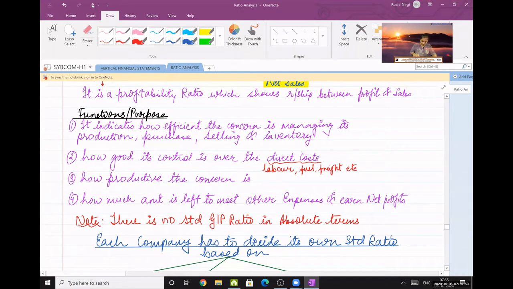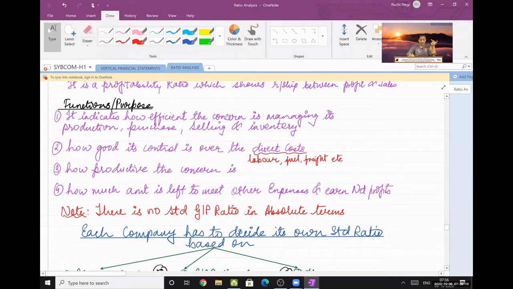Next. Okay. Now, in balance sheet ratios, we learned about standard ratios. We studied current ratio. What is the standard current ratio? 2:1. Then we studied about quick ratio. What is the standard quick ratio? 1:1. Like this. Okay. So, ऐसे GP ratio निकालने के लिए there is no standard ratio.